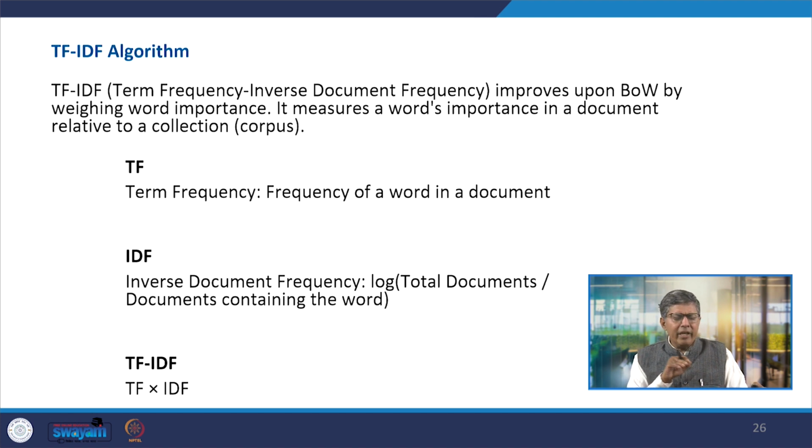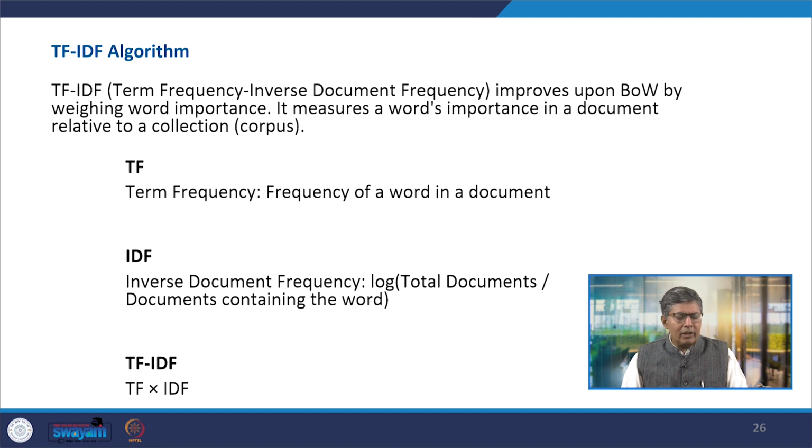Now, TF-IDF, term frequency, inverse document frequency, improves upon the bag of words. Bag of words, as we said, is for small data sets. But when you have larger data sets, TF-IDF is a better feature, by weighing the word importance. It measures a word's importance in a document relative to a collection, right?